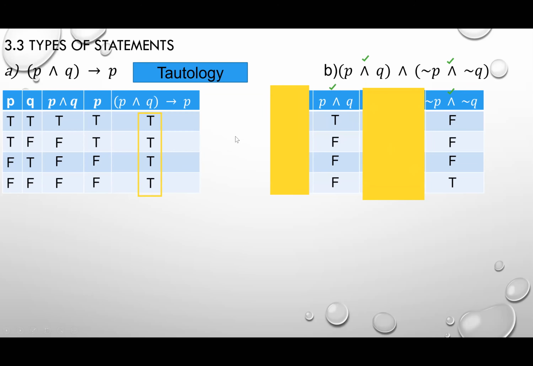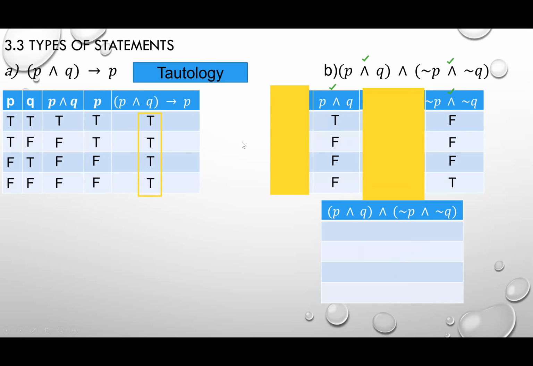So how do I compare them? Same goal. My connector is the and statement. My and statement tells me that as long as I see a false, doesn't matter where, the result is false. I see a false here, so the first thing is false. I see a false here.